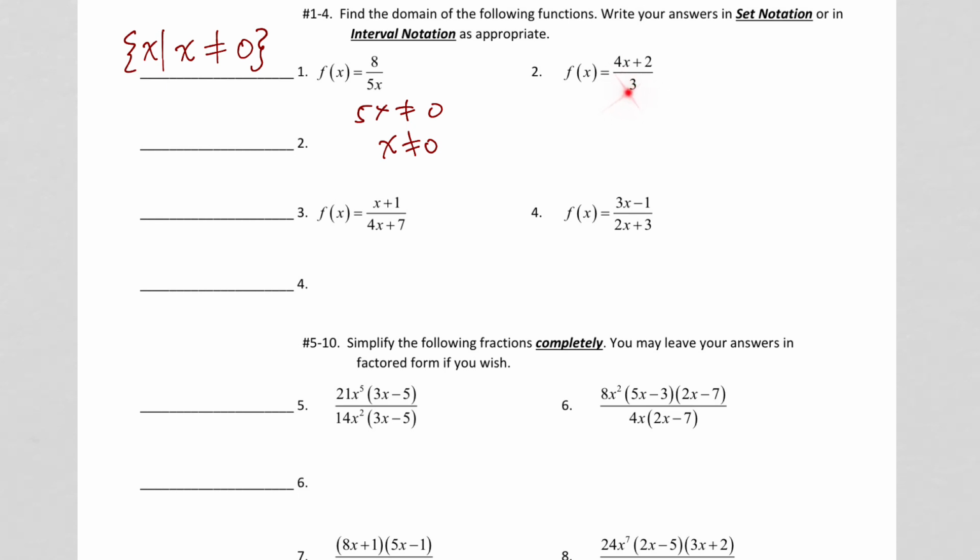Number 2, there's no variable in the denominator, so this denominator can never be 0. So there's no restriction on what x can be, so that means that x can be anything from negative infinity to infinity. This is all real numbers.